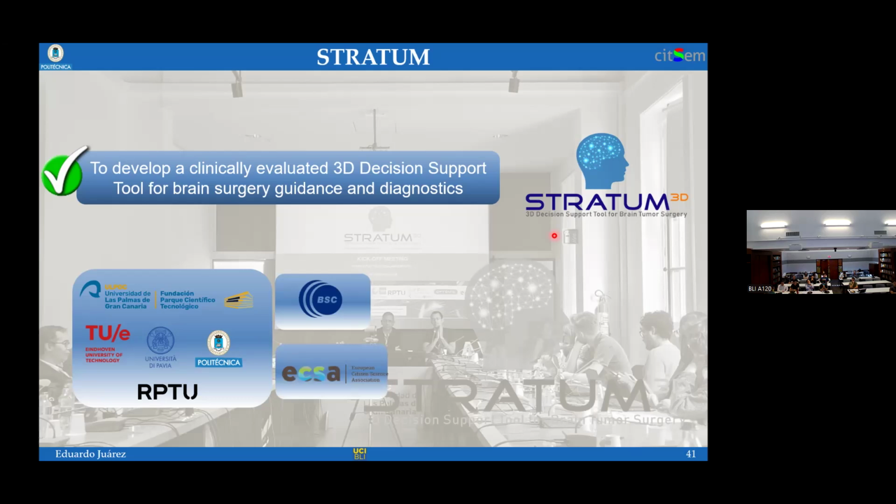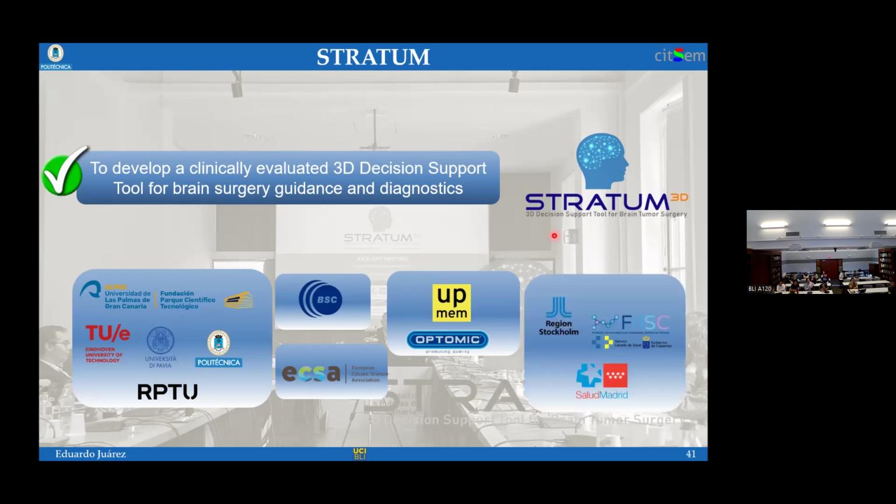We thought that it could be very interesting to also involve the patients. So one of the partners in the project is the European Citizen Science Association, which links the patients to the medical sector. There are two small and medium-sized companies, one in the high-performance domain, UpMed, and one that is manufacturing surgical microscopes, Atomic, and three different hospitals, one in Sweden, the Karolinska University Hospital, and two in Spain, the hospital in the Canary Islands, and the hospital in Madrid.